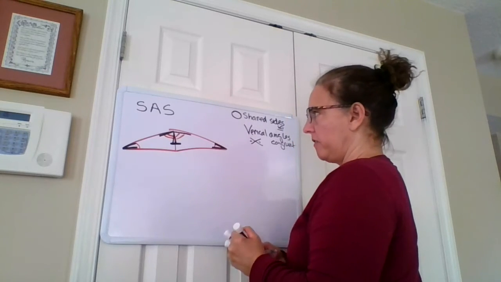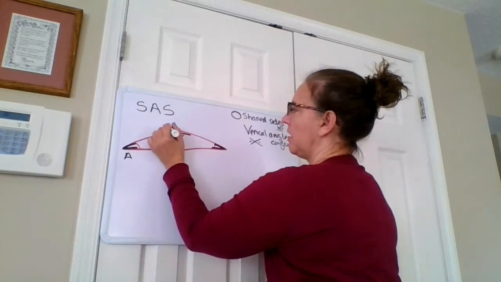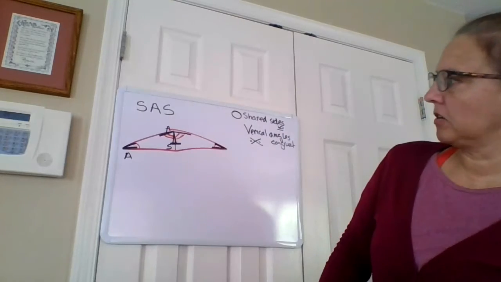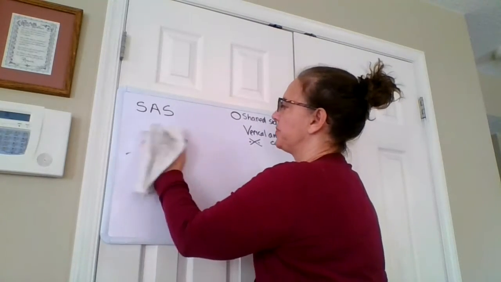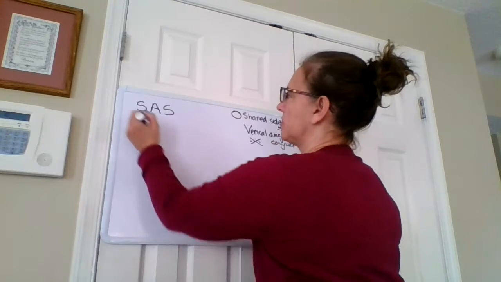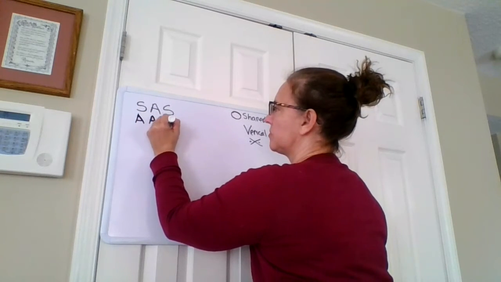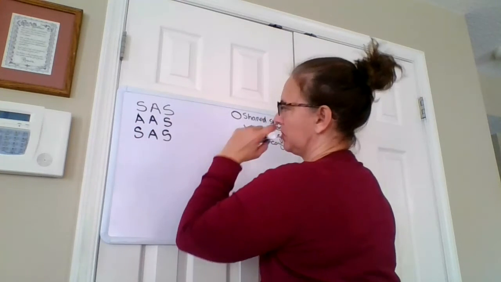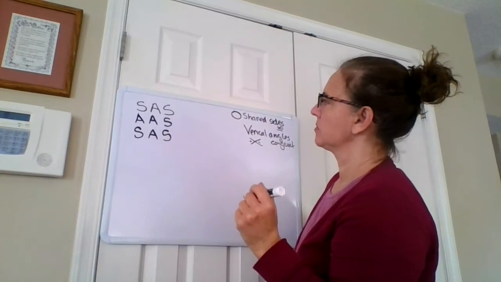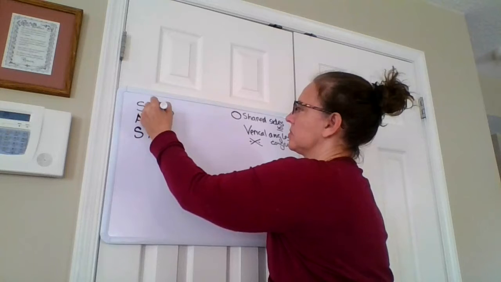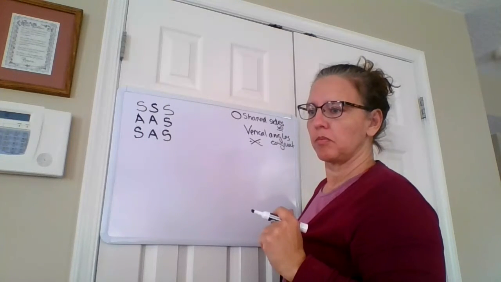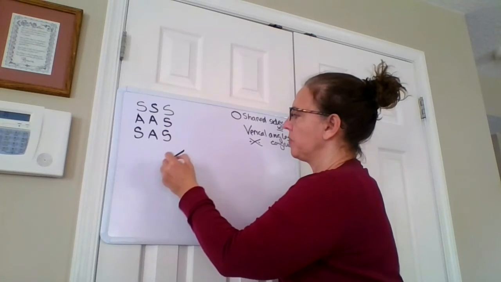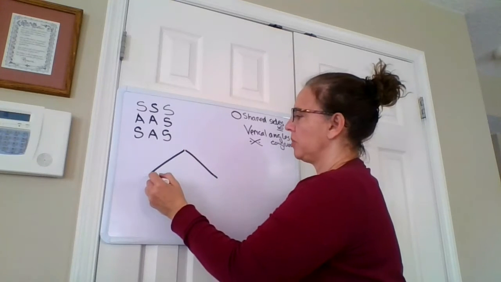So now I have an angle, angle, side. That is another one of our shortcuts. Angle, angle, side. There we go. And then the third one we can also have, this one's just a little bit different.